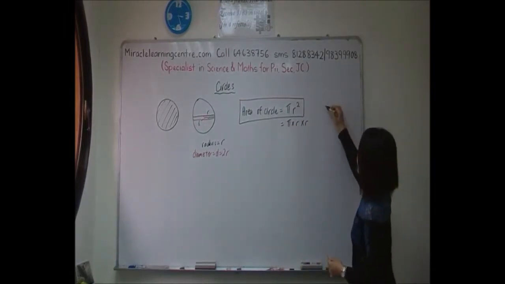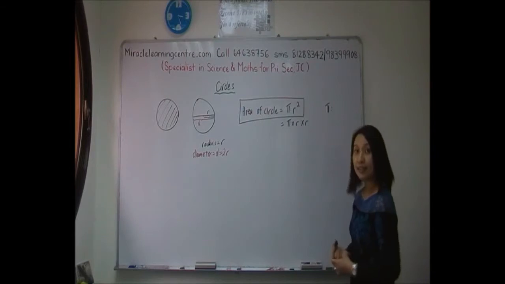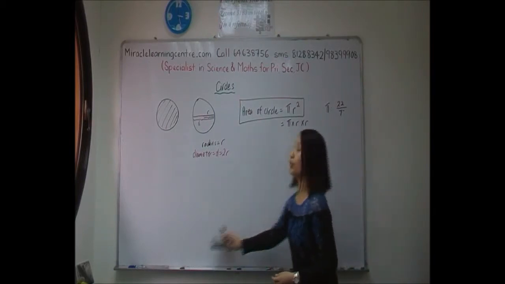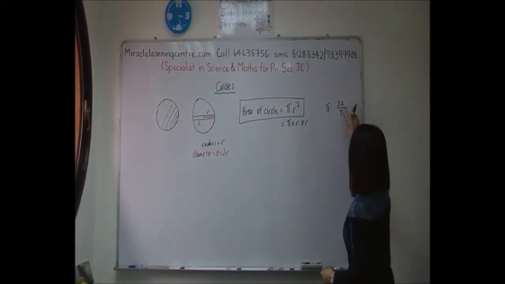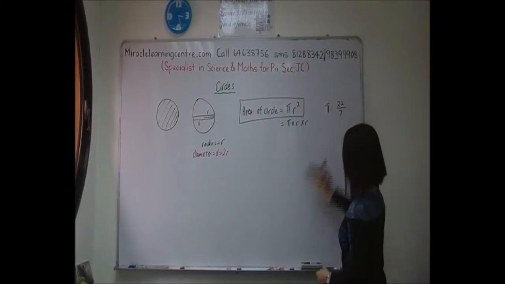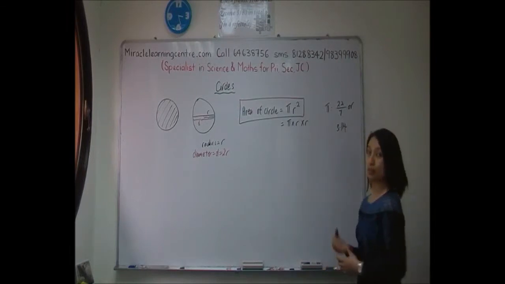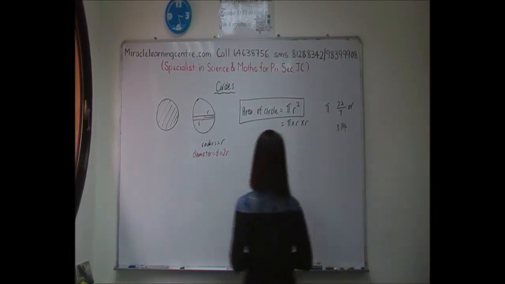And pi is either 22 over 7 or 3.14, depending on the question. It's actually a continuous number. We just stop at 3.14.